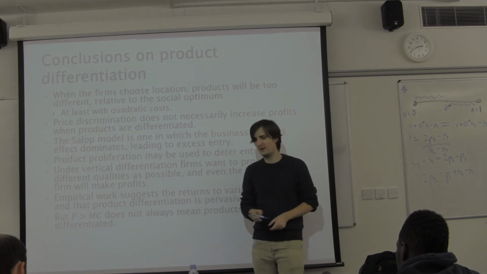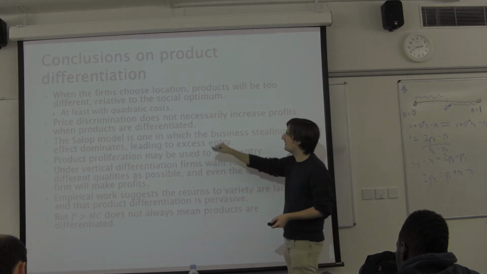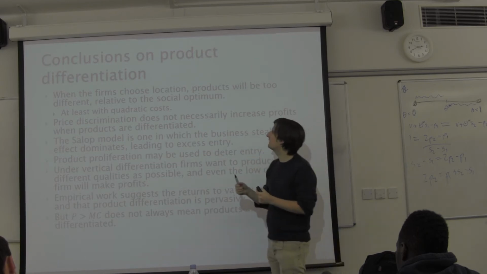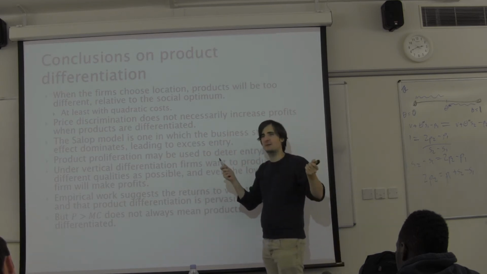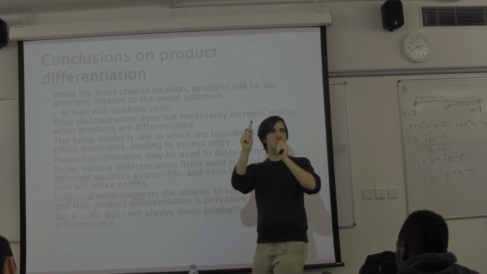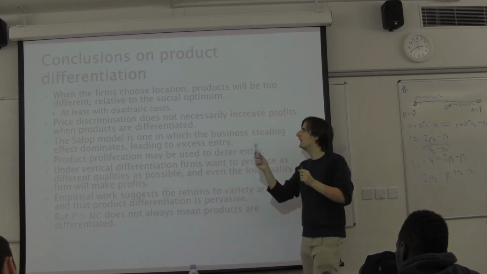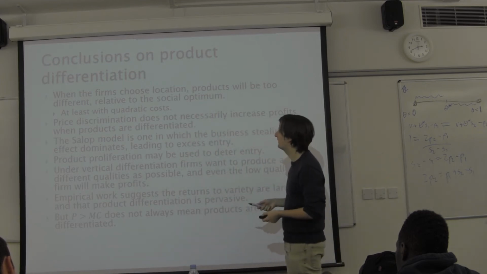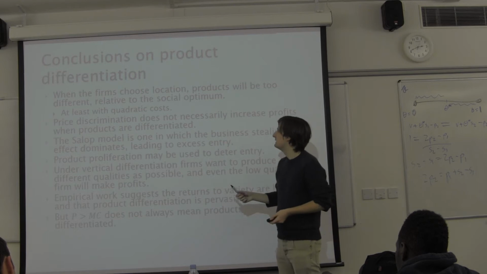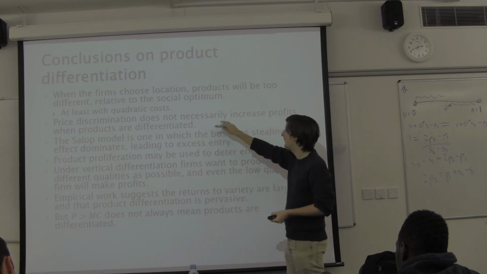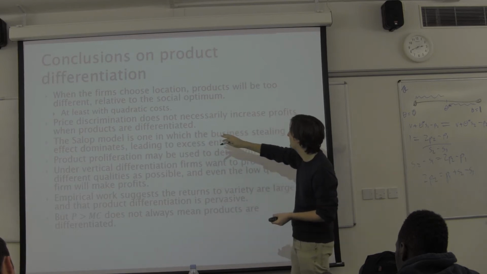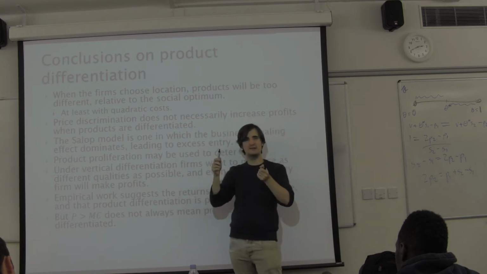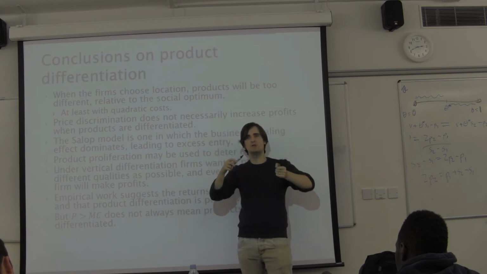Okay, so brief conclusion on product differentiation. We showed that when the firms were choosing location, products won't be at the social optimum. The social optimum was 1/3, 2/3 in that Hotelling model, and firms were choosing to be as far apart as possible with quadratic costs. We showed that price discrimination doesn't always increase profits. When products are differentiated, price discrimination can actually reduce profits.